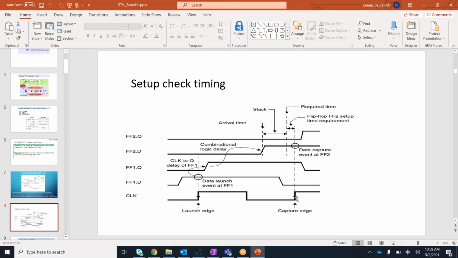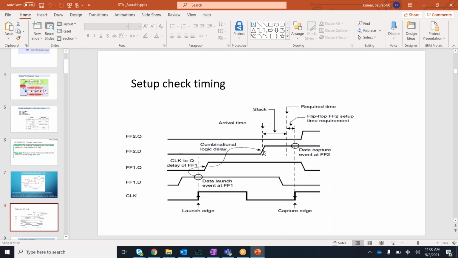This is the launch edge, this is the capture edge, this is the clock, and this is my launch flop, this is my capture flop. When the clock comes, my data will be sent from input to output. That's the way a flip flop works. The clock arrived, data is available at the output. Now there will be some combinational delay because the combinational circuit exists between these two flip flops. That delay will add up and the data will reach the input pin of flip flop 2.